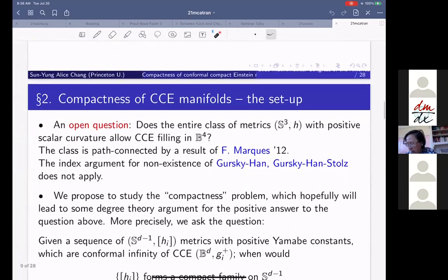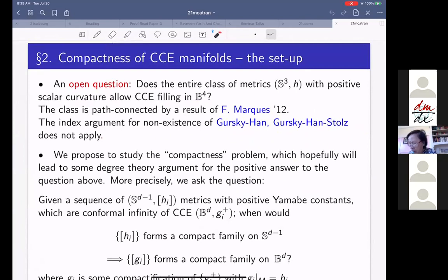So given all these existence and non-uniqueness results, let me say, the main open question in this subject is, does the entire class of metrics on the three-sphere with positive scalar curvature allow a CCE filling-in B^4? As we will see, if H is close to the canonical metric on S^3, there is a filling-in, but what happens for arbitrary H? And in this case, we choose the three-dimensional manifold as the boundary because this class of metrics on a three-manifold with positive scalar curvature is a connected set. It has one connected component. This is a result of Marques. This is not true for other dimensions, but for three dimensions it's true.